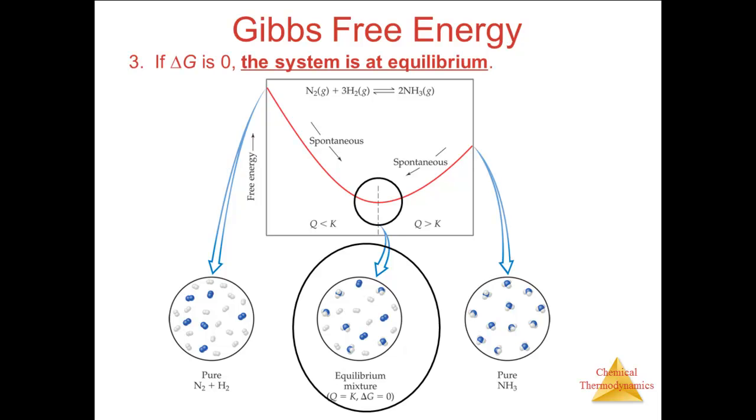So if delta G equals 0, then neither the forward reaction nor the reverse reaction is spontaneous, and the reaction is at equilibrium. This is one of the most important little facts to remember about free energy. Anytime a system, a chemical reaction or a physical change, is at equilibrium, the value of delta G is 0.